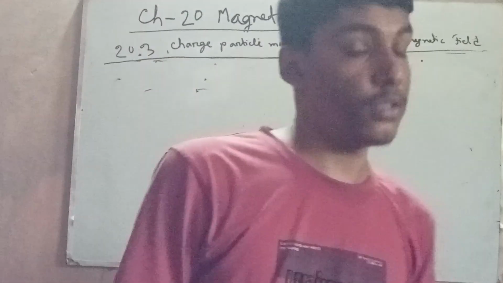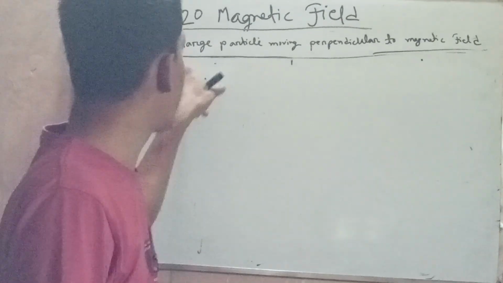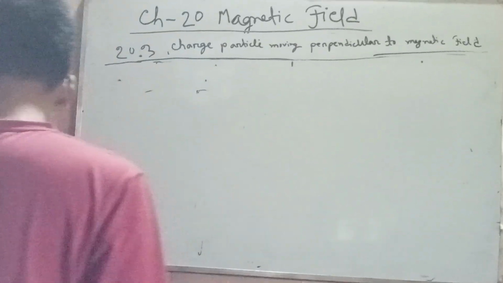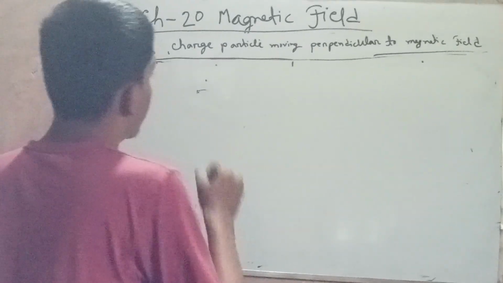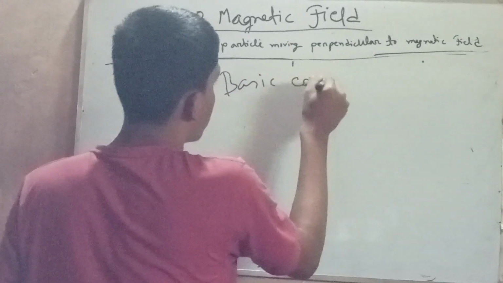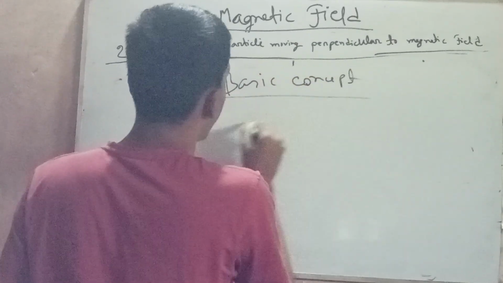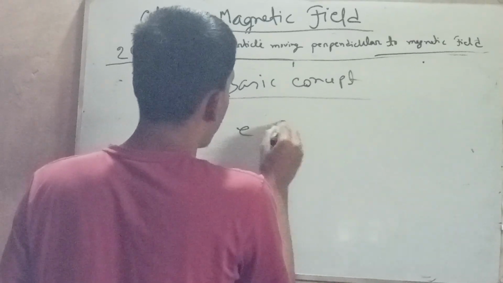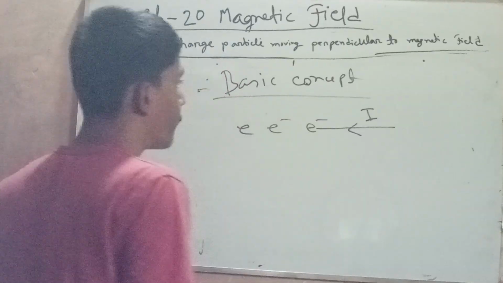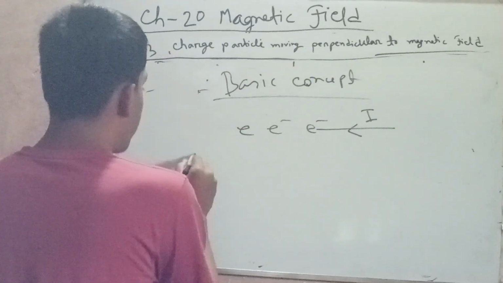Following the previous lecture, we are going to discuss a charged particle moving perpendicular to the magnetic field. Some basic concepts we need to know. Flow of charge, electron, means flow of current in the opposite direction. Force direction.